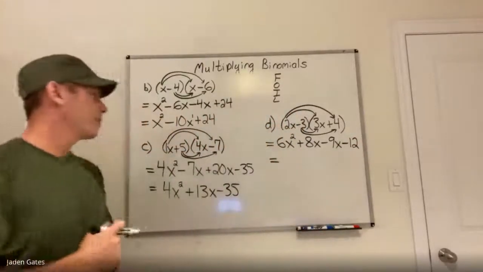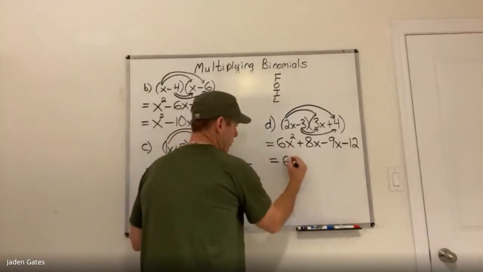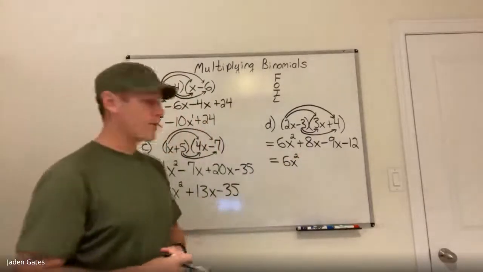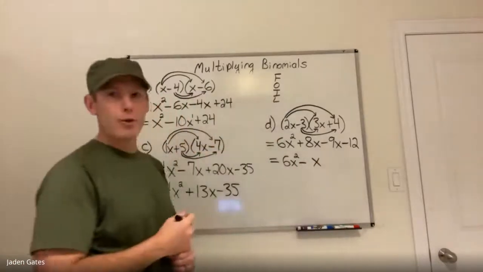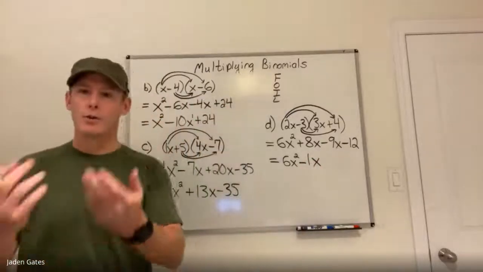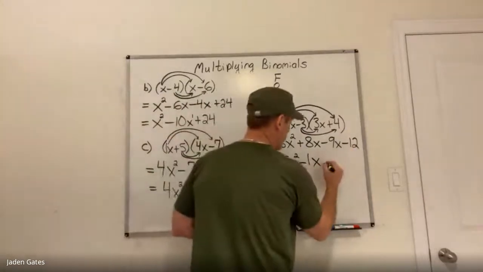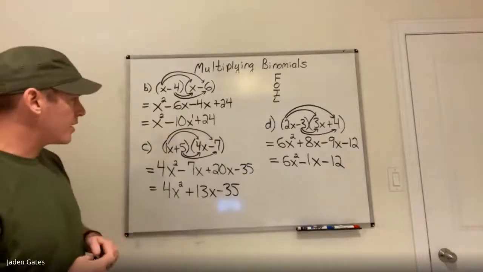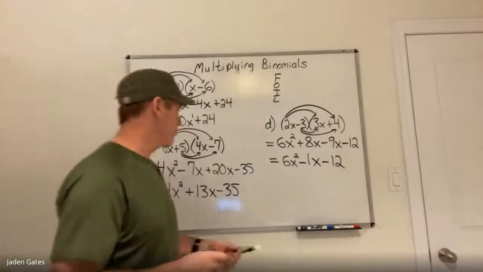And of course, putting like terms together, I have my 6x squared. Don't have any more of those. 8x minus 9x. That is minus an x, or you can put minus 1x. Doesn't matter. It means the same thing. And then lastly, my number there, minus 12. And again, I don't have any more like terms because I have x squareds, x's, and numbers. So that's all I can do there.